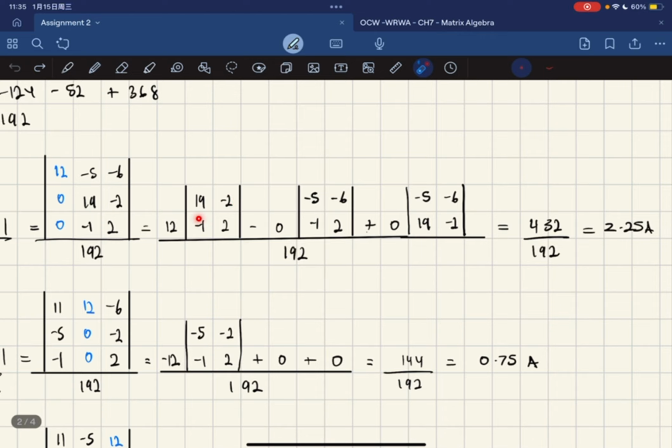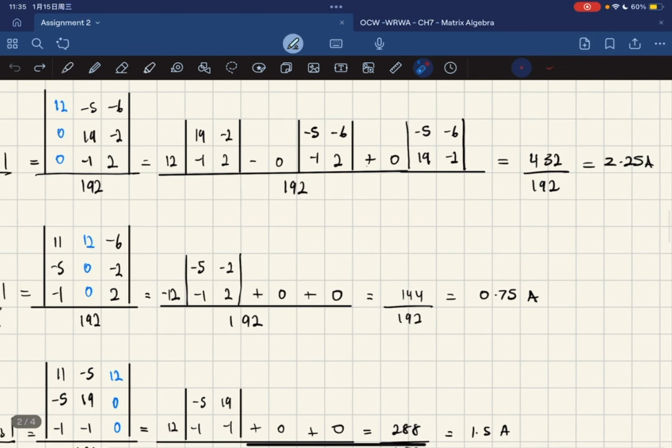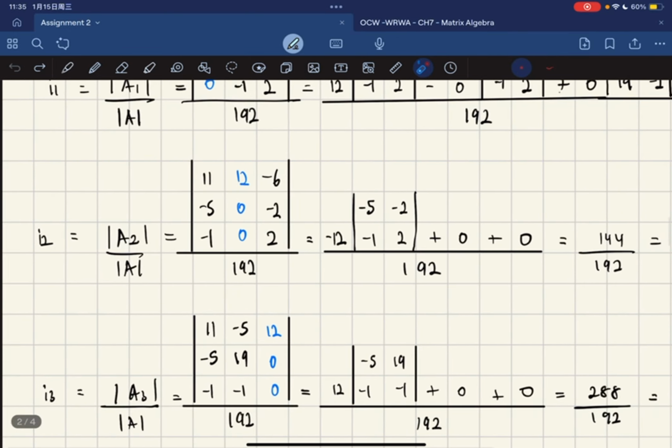So AD minus BC, 19 times 2 plus 2 times 12, we get 432 over 192, which is the determinant for A that we found earlier. So I1 will equal 2.25 amperes. The same step can be repeated for I2 and I3 as well.